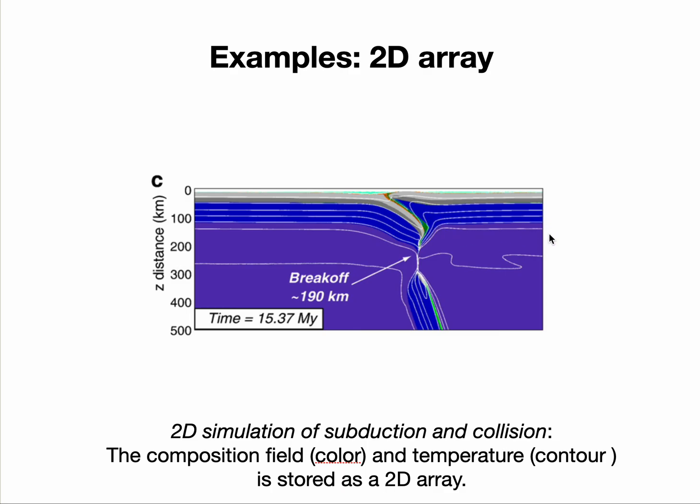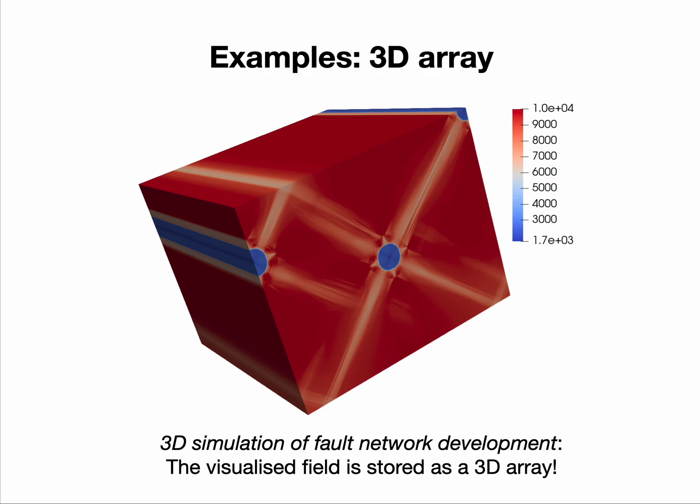On top of this, you see lines, and these lines are contours of a 2D temperature field. So all the information to create this figure here is stored in two 2D arrays, one for the color and one for the contour. In 3D, that's an example of a model, again, of fault network development. And to generate such a picture and to store the data here, we need a 3-dimensional array to store all the values of the visualized field here.